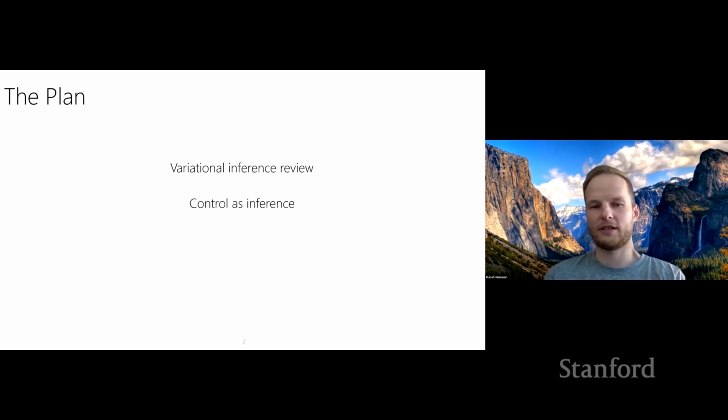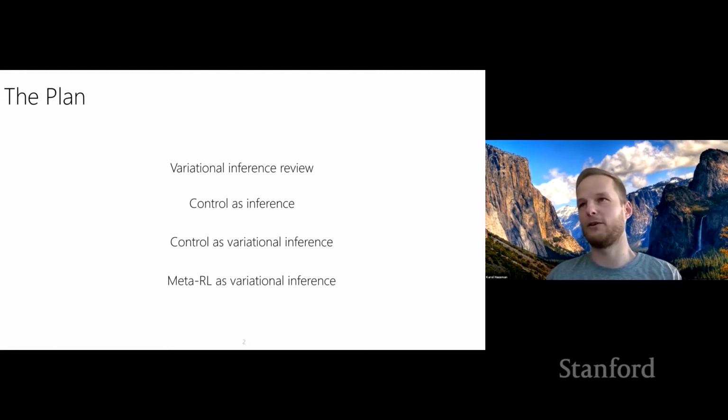Then we will present a framework that allows us to frame a control problem as an inference problem in a specific probabilistic graphical model. Then we'll apply variational inference to that model. And finally, we'll derive a new meta-reinforcement learning algorithm using all of that knowledge, applying slightly different variational inference to a graphical model.